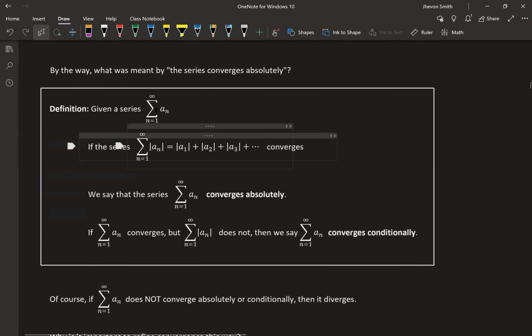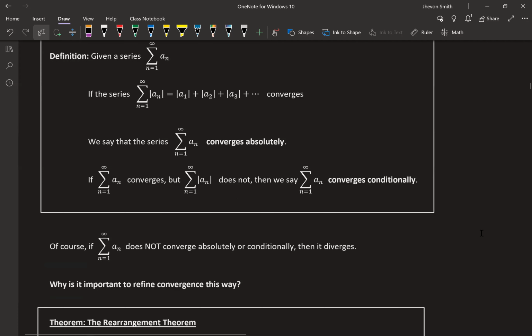Converging absolutely just means if I put absolute values around each of the terms and add them up together, then that series will still converge. If it doesn't converge when I put absolute values around it, but it converges without the absolute values, we say the series converges conditionally. So there are 2 ways in which a series can converge, absolutely and conditionally. Absolutely means it converges with absolute values. Conditionally means it converges only without absolute values. If a series does not converge in either one of these 2 ways, of course, it diverges.